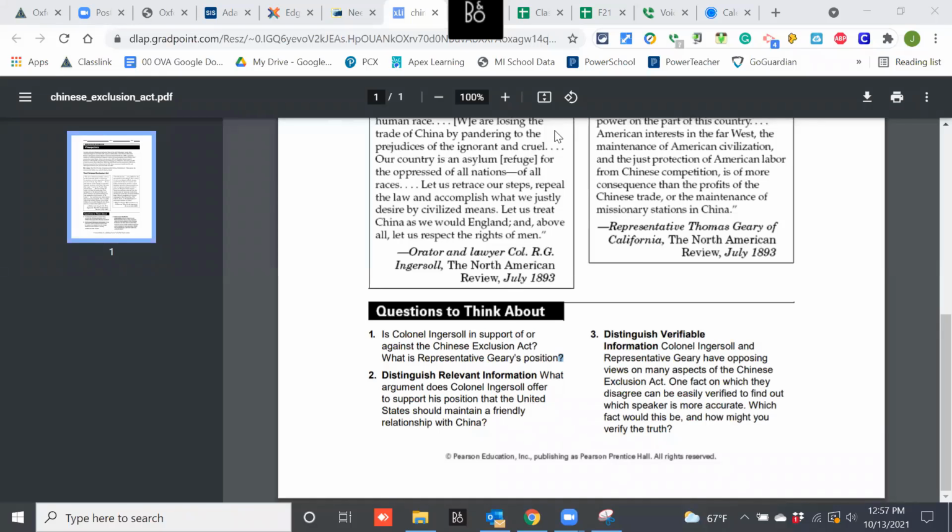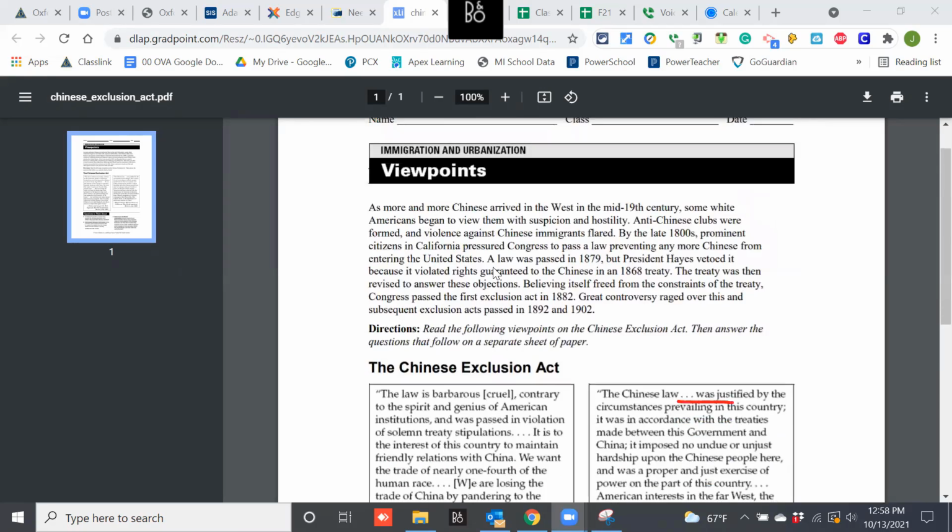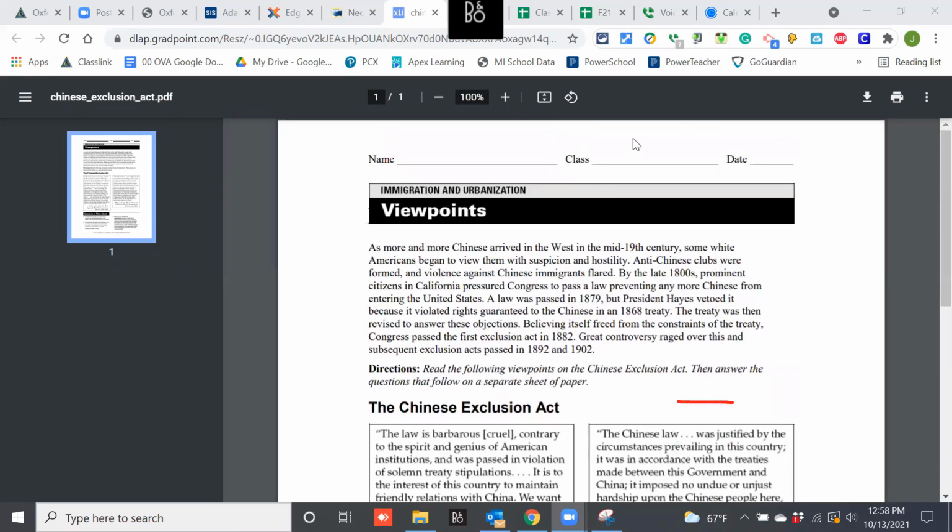For the third question, so these 2 men differ, right? They have opposing viewpoints. What is one fact that can be easily verified to make it more accurate? Which fact would this be, and how might you verify the truth? So for this question, we have to go back to the introduction paragraph here.